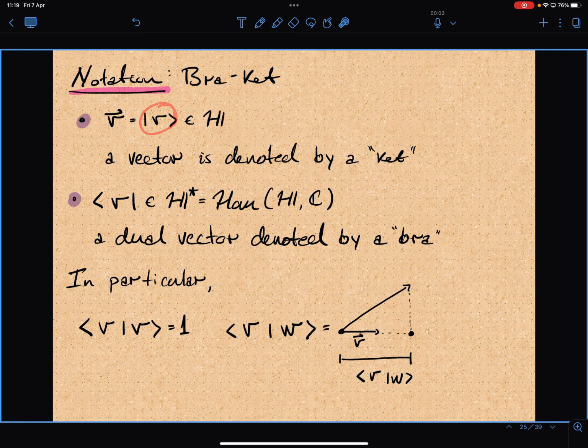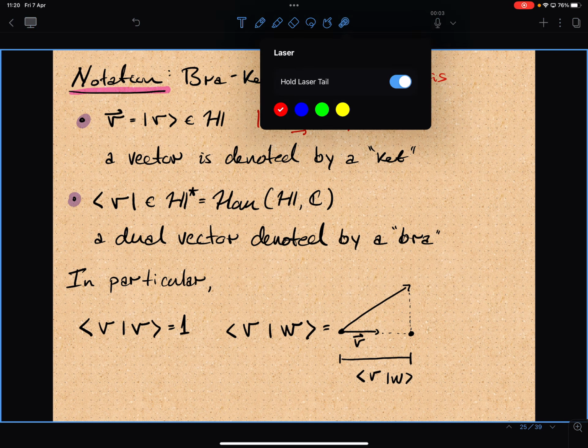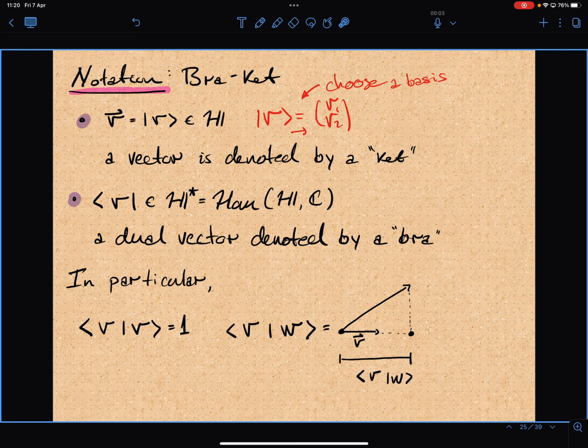It's either going to be this, or it's going to be coordinate notation, where I can also express this in coordinates, like v1 and v2, if it's a two-dimensional vector. So these are three equivalent notations. In here, you do have to choose a basis to go this way. And this notation here is basis independent.